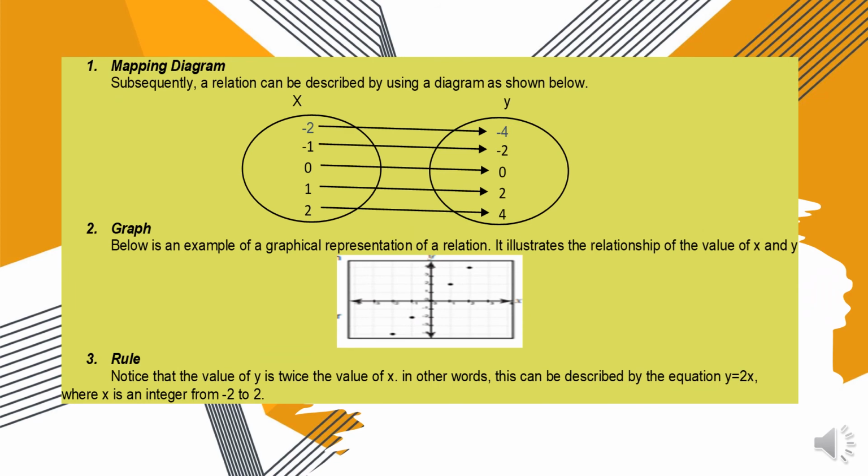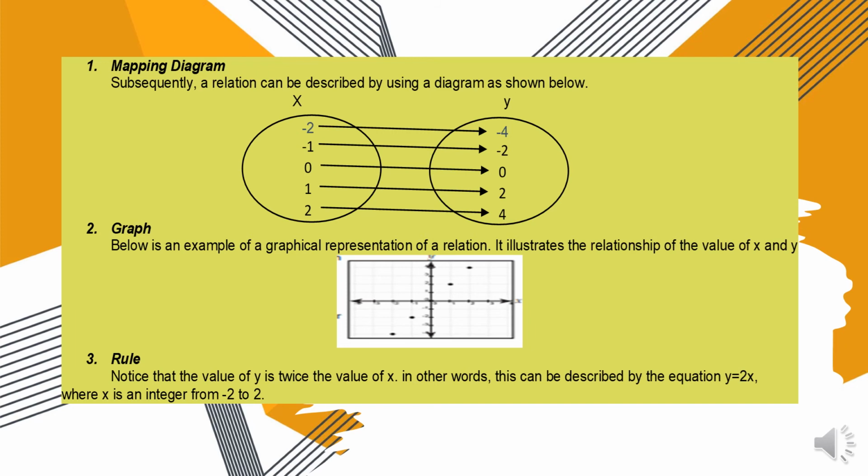Next is the mapping diagram. A relation can also be described by using a diagram as shown below. So we have x and y, the same. Third is the graph. Below is also an example of a graphical representation of a relation. It illustrates the relationship of the values of x and y.